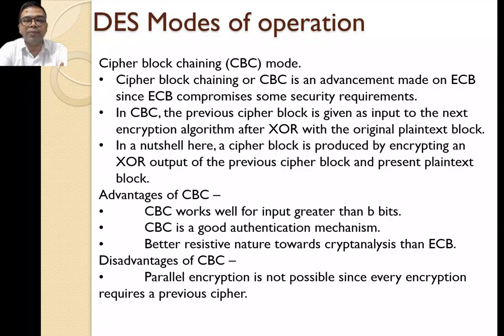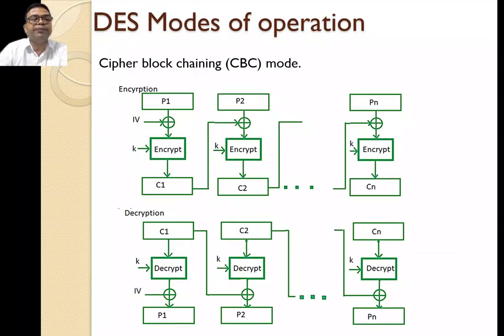The advantages offered by CBC are: CBC works well for an input greater than B bits. CBC has a good authentication mechanism. It is more resistant towards cryptanalysis than ECB, as we have seen, because it uses the previous stage output. However, parallel encryption is not possible since every encryption requires input from the previous ciphertext.